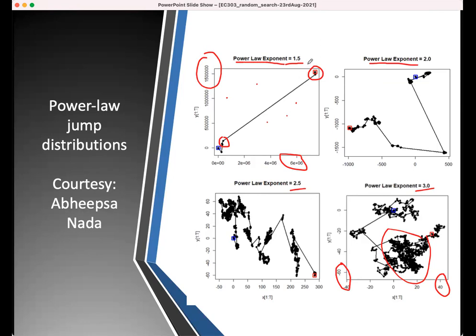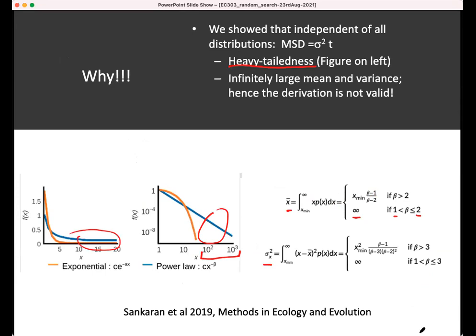Thank you. For these two cases, for mu between 1 and 2, the mean of the jump length is infinitely large. However, in the range 2 to 3, the mean is finite, but the variance continues to be infinitely large. Even though the mean is finite for more than 2, in this entire range 1 to 3 the variance is infinitely large, which basically means the mean and the variance are not well-defined quantities for a power law distribution.